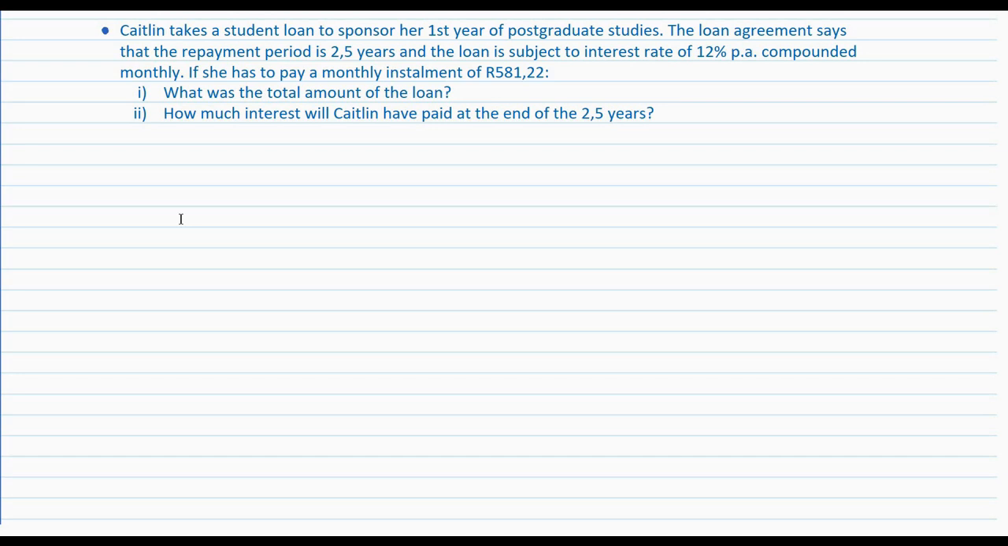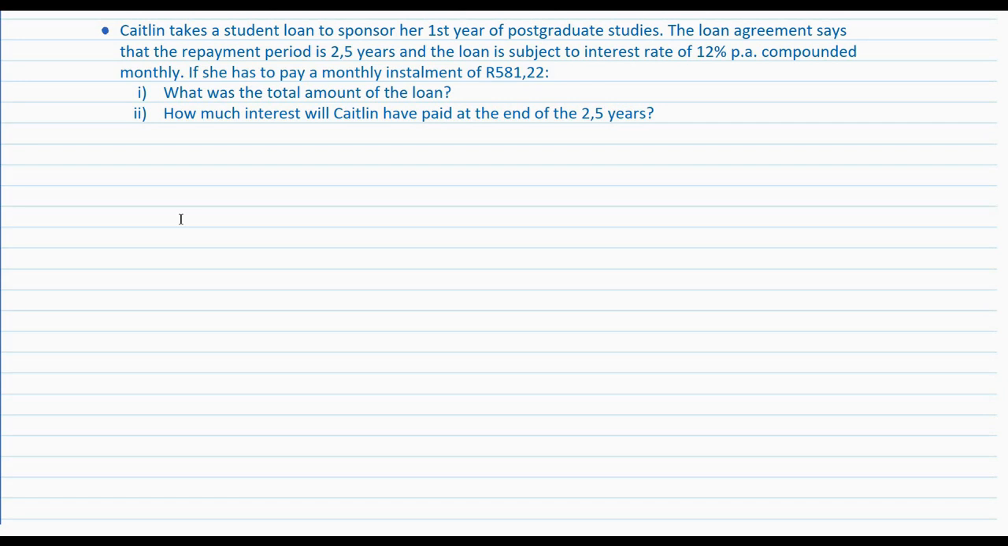Caitlin takes a student loan to sponsor the first year of her postgraduate studies. The loan agreement says that the repayment period is 2.5 years and the loan is subject to an interest rate of 12% per annum compounded monthly. If she has to pay a monthly installment of 581 Rand and 22 cents, what is the total amount of the loan she took? First, just write what info the question has given you.